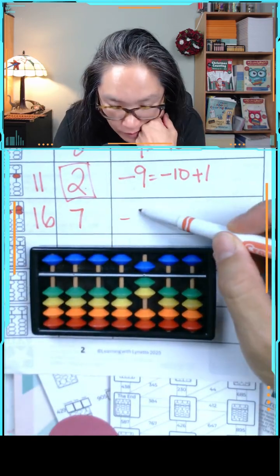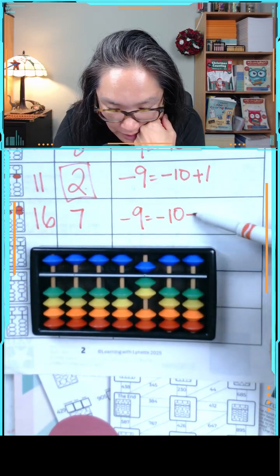So we have minus the 9 is equal to minus the 10 plus the 1.